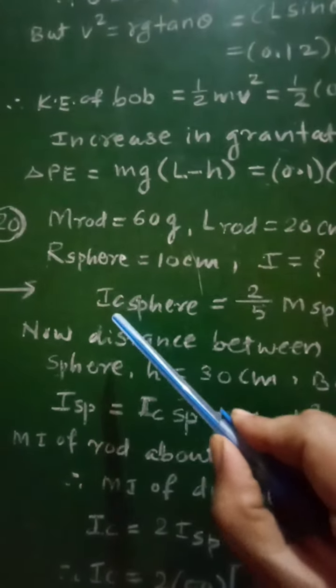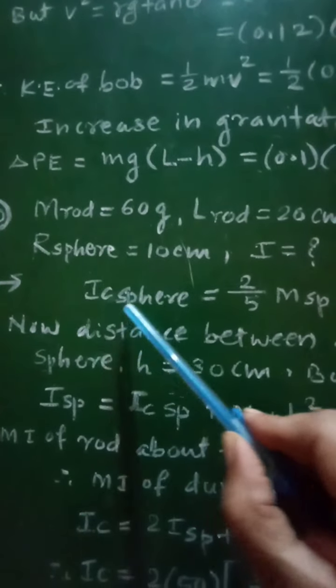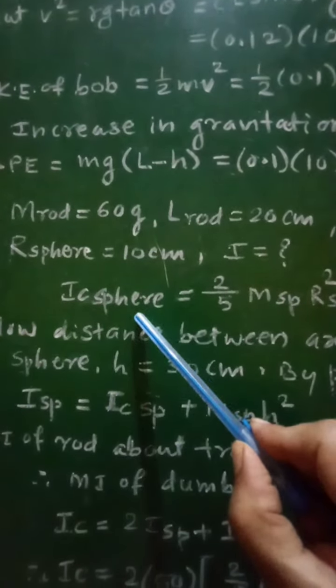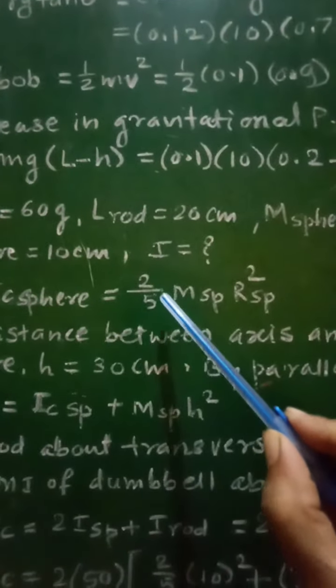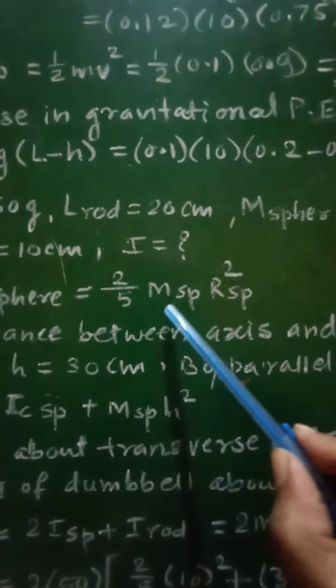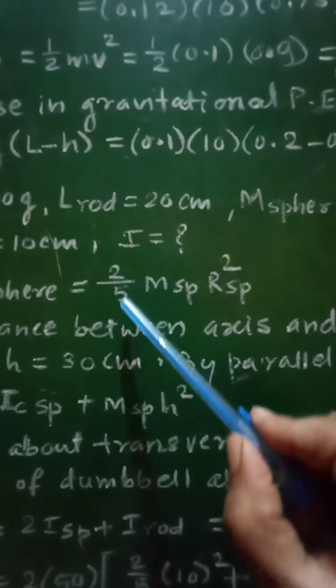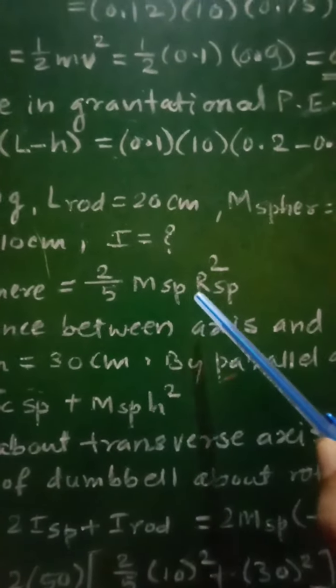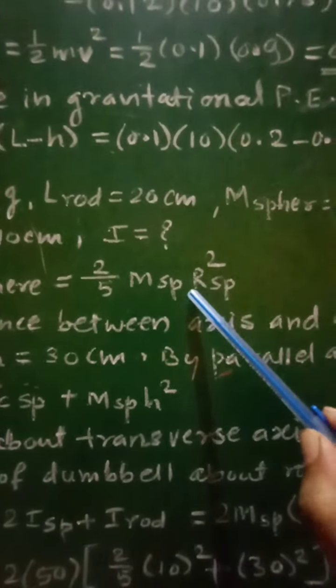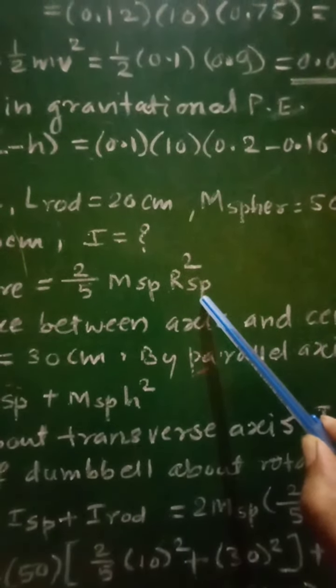And therefore in the solution we can say that the moment of inertia of the sphere, that is IC sphere, is equal to 2 by 5 m sp into rsp square, that is 2 by 5 into mass of the sphere into square of radius of the sphere.